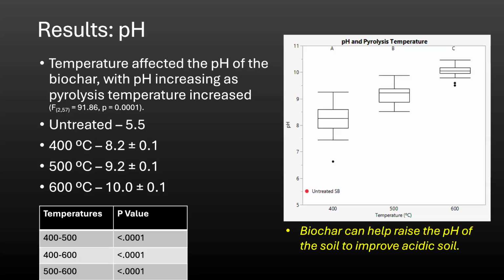And this showed that the Scotch broom-derived biochar is very high in pH and could potentially be used to improve acidic soils, which is especially noteworthy because in a lot of farmland, they use mineralized fertilizers that can lead to soil acidification. And by using biochar, you could potentially bring those soils back up to a higher pH.